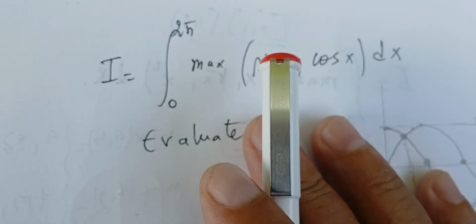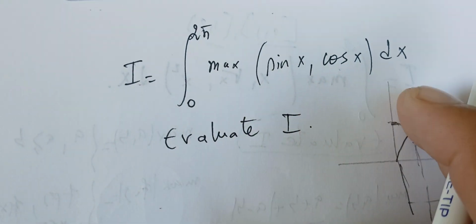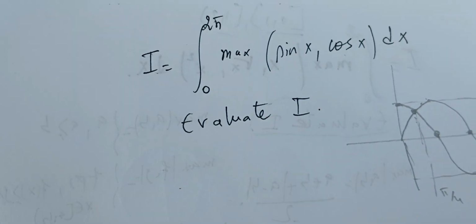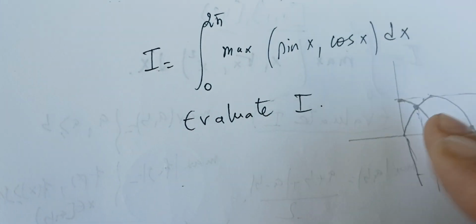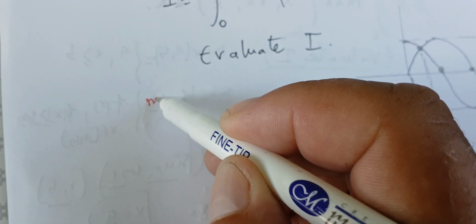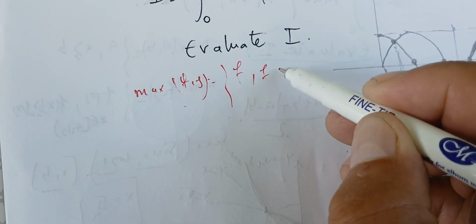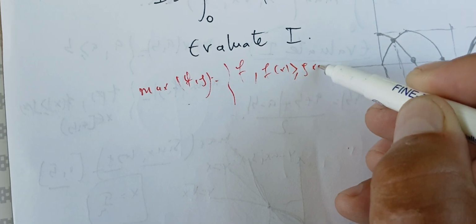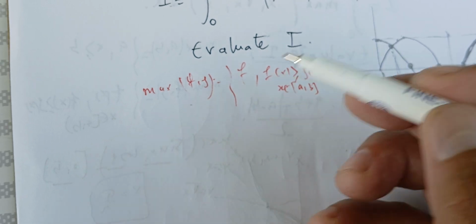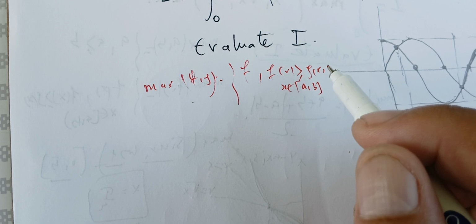In this video, we're going to do this integral. We want to integrate the maximum of sine of x, cosine of x between 0 and 2 pi. We define the maximum of two functions f and g as f if f of x is bigger than g of x for some interval a b, and it is g if it's not f.